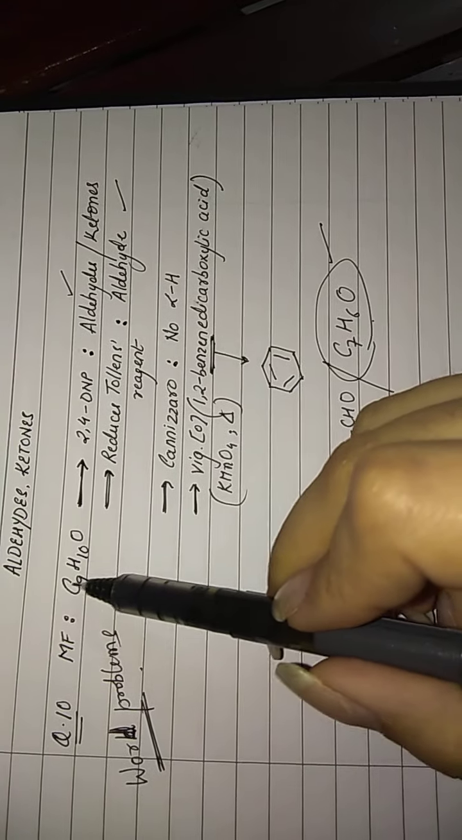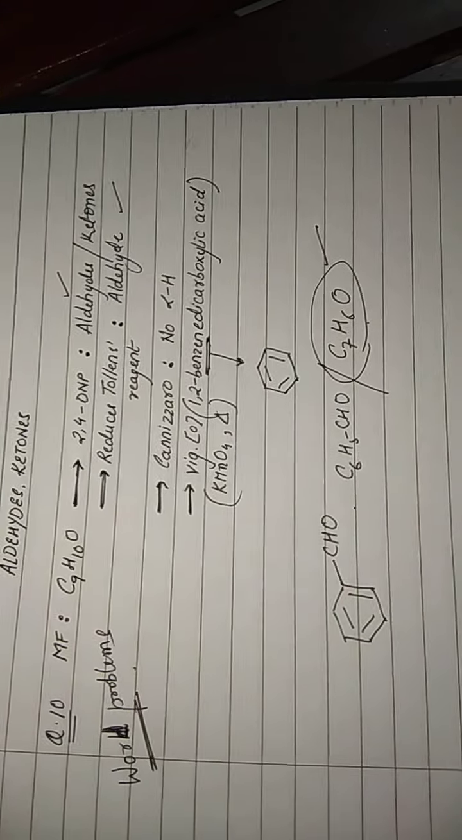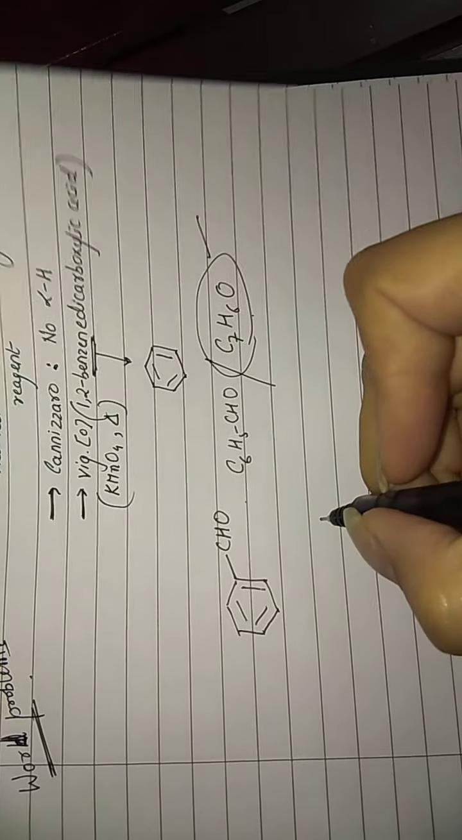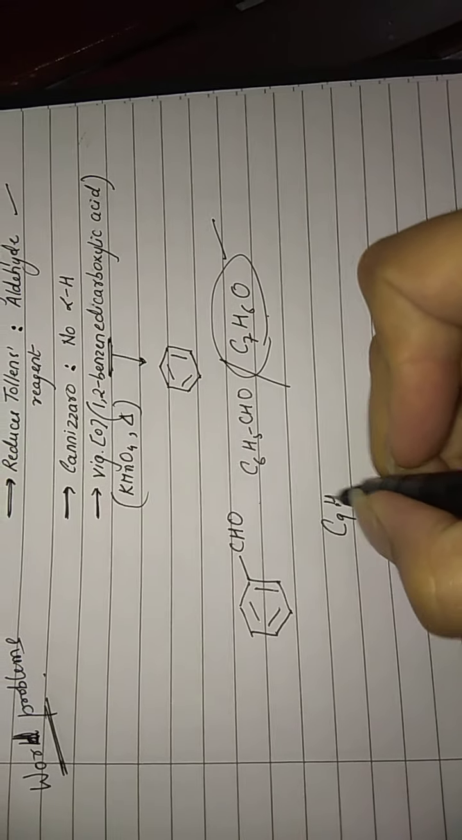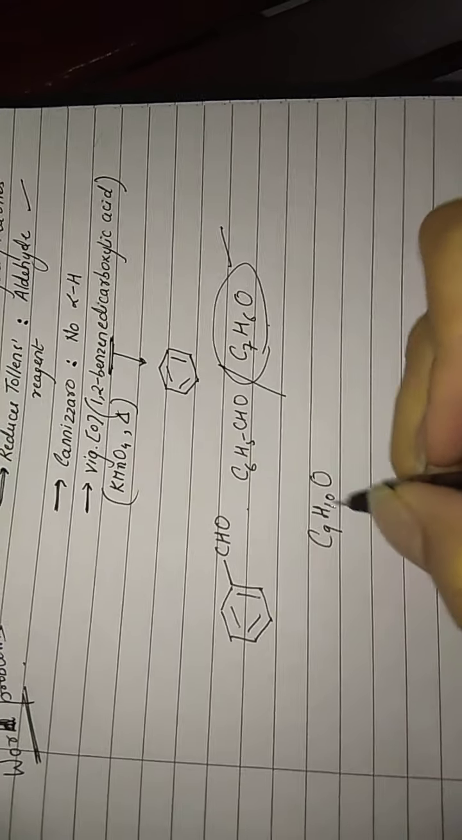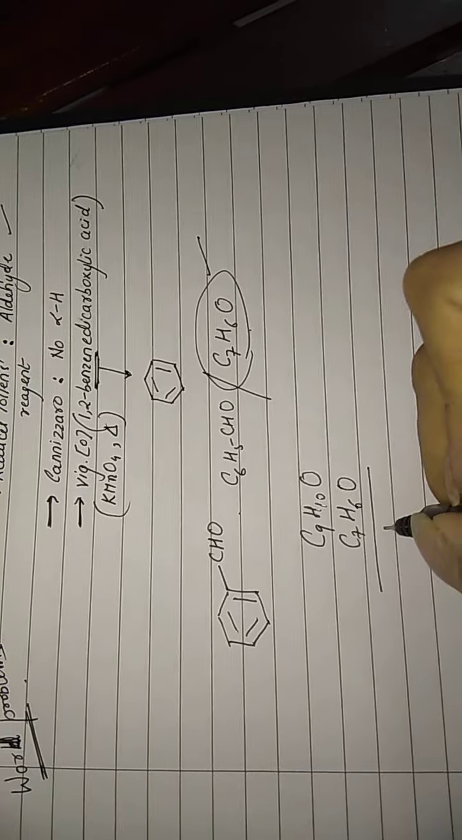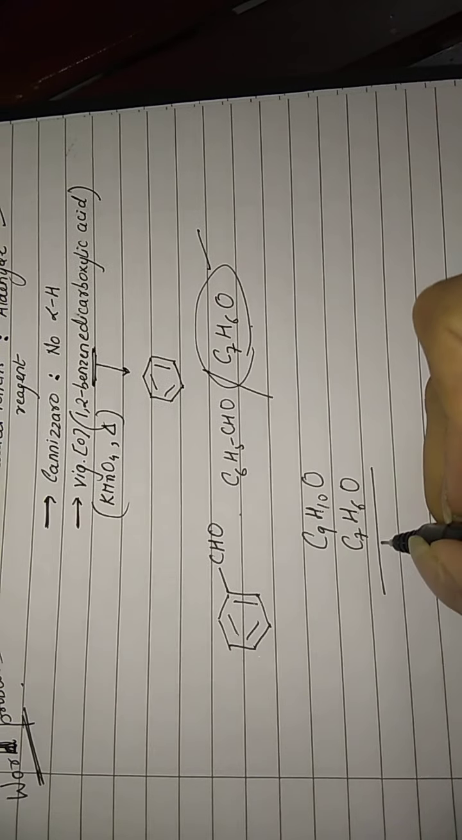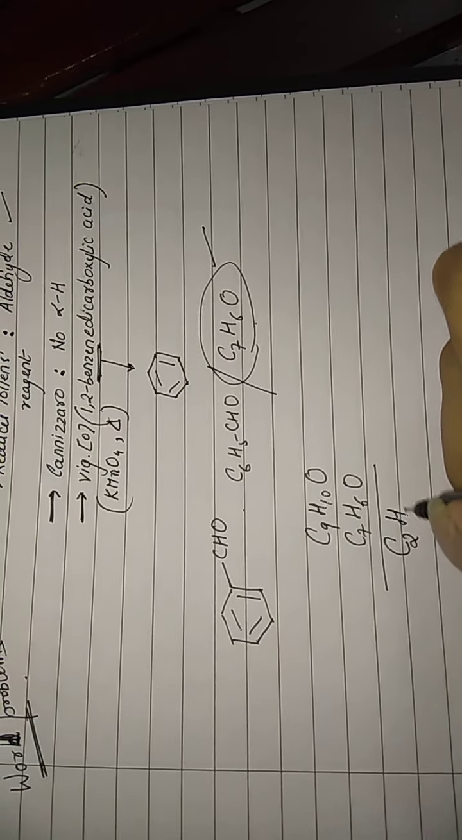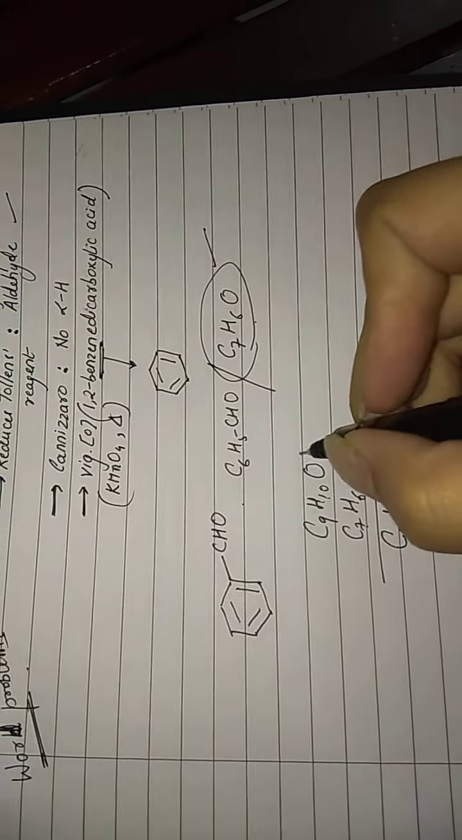The molecular formula that they have given is C9H10O. So my next step is to subtract C7H6O from what they have given. What I get here is C2H4, and the O gets cancelled out. What is this? This is nothing but the ethyl chain.